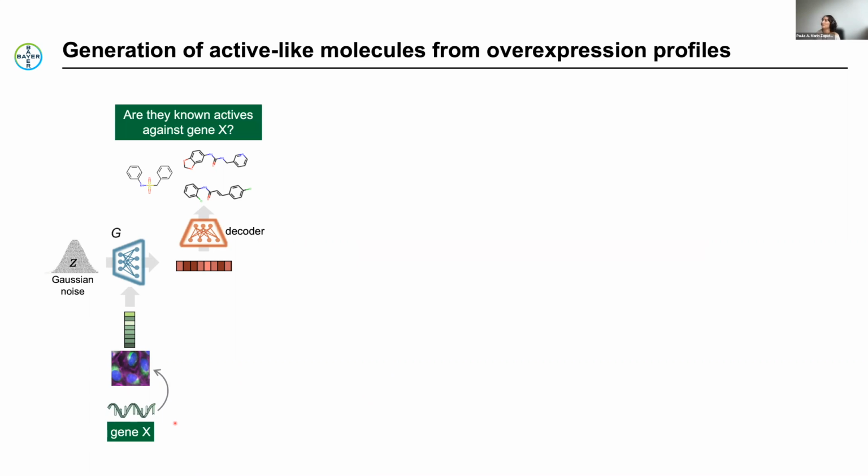So to answer this question about generation of active molecules, we thought, what we can do is that instead of feeding profiles from compounds, there are also public data sets of genetic perturbations. So we could feed a profile from a genetic perturbation for a gene X, and ask the generator to generate molecules conditioned on that profile, and then search if among the generated molecules we can find known agonists or actives against the input gene.